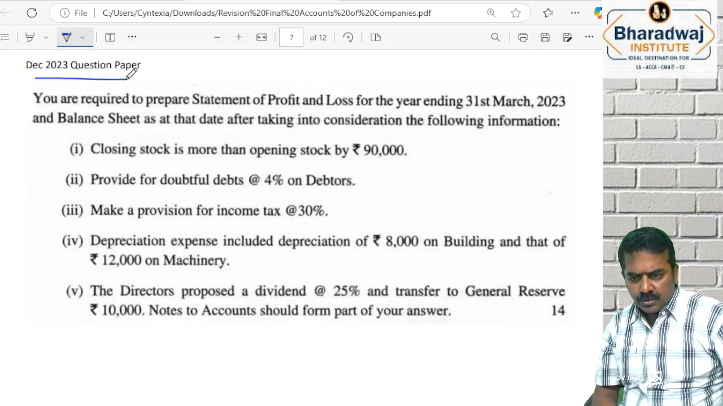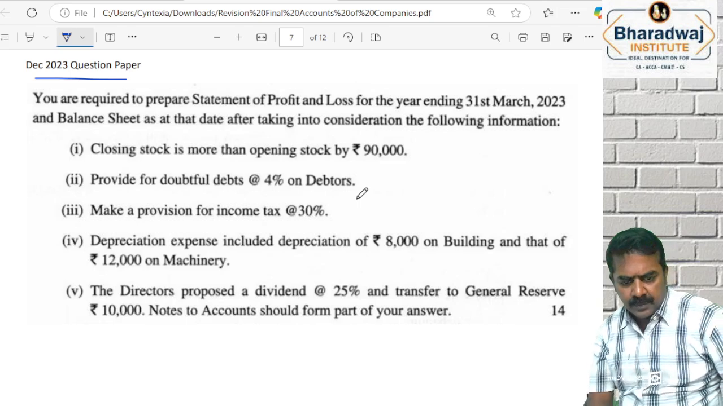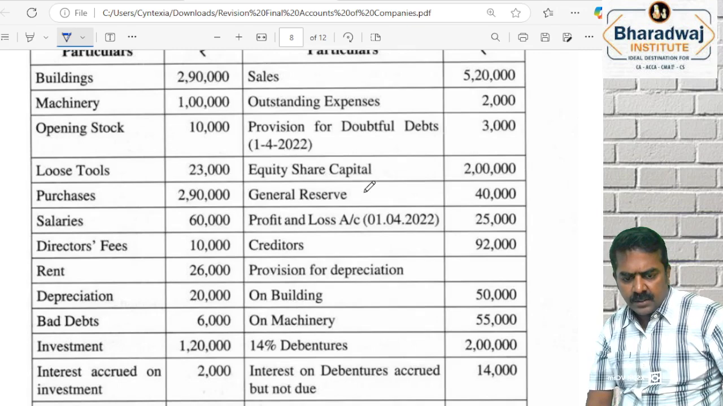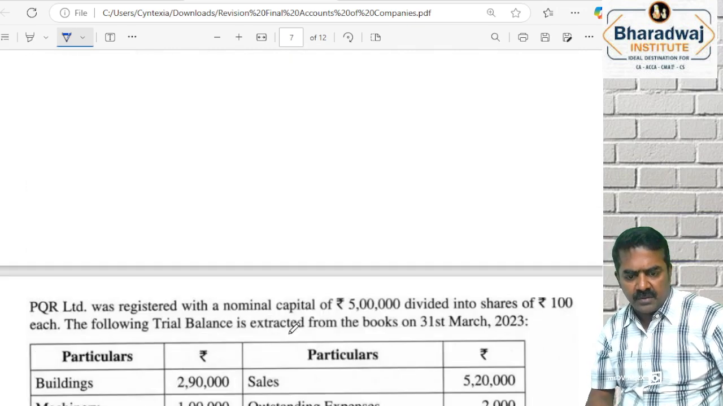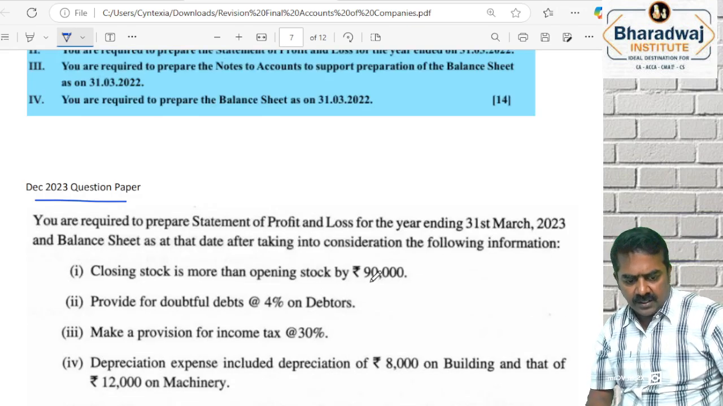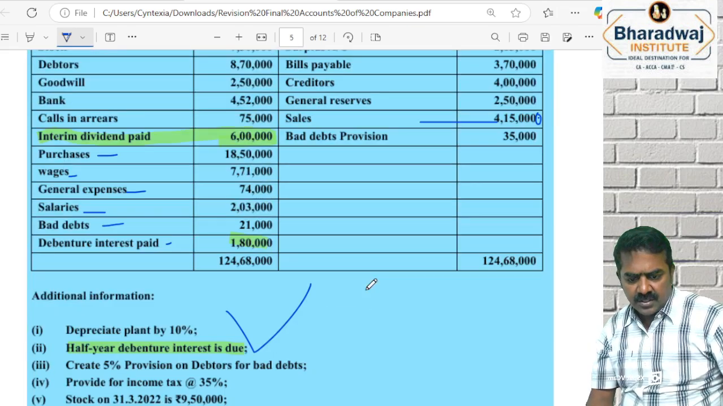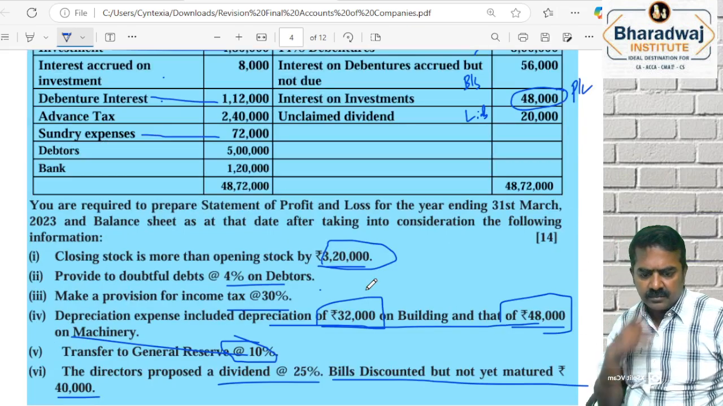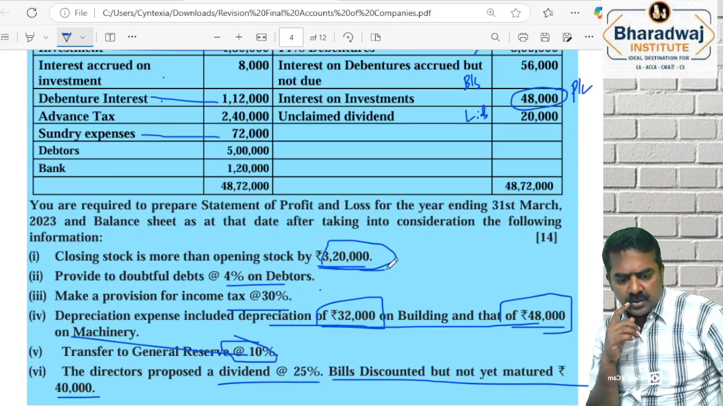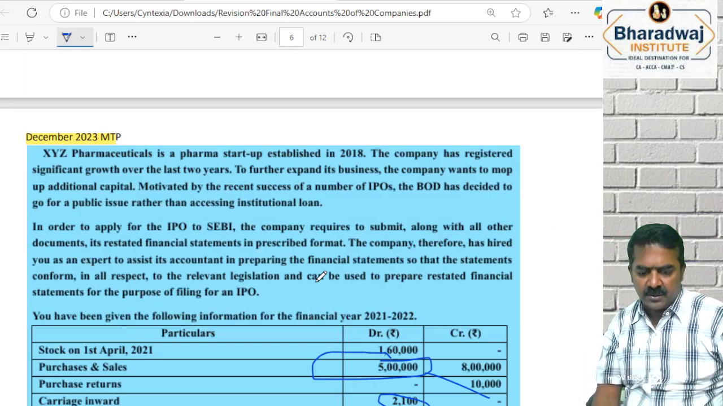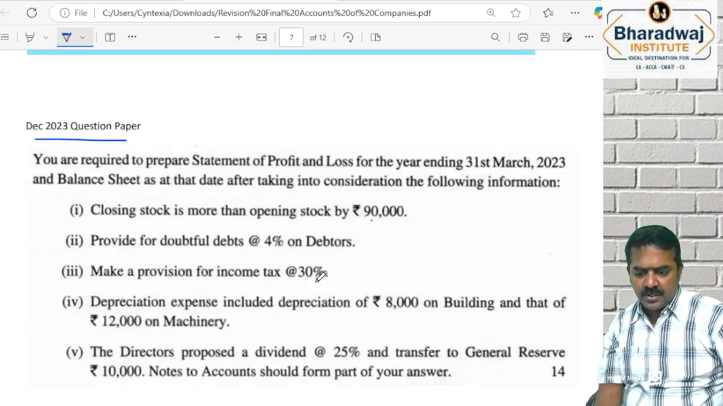It's a December 2023 exam question paper. Of course, it is similar to what we have done. The question is that the closing stock is more by 3,20,000. Similar adjustments you can find here.